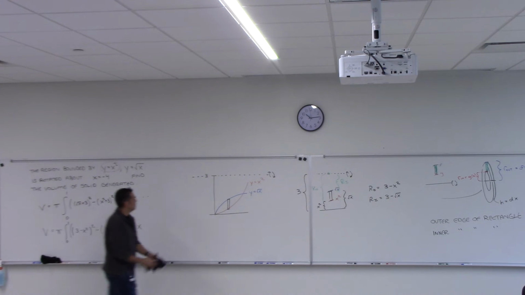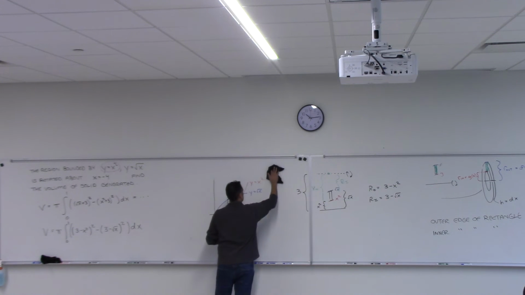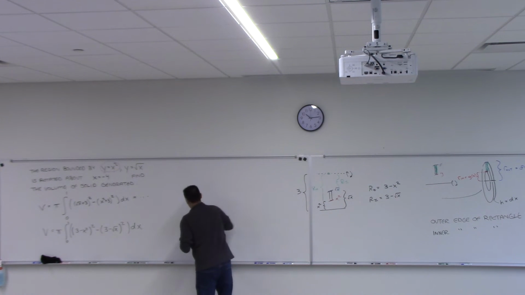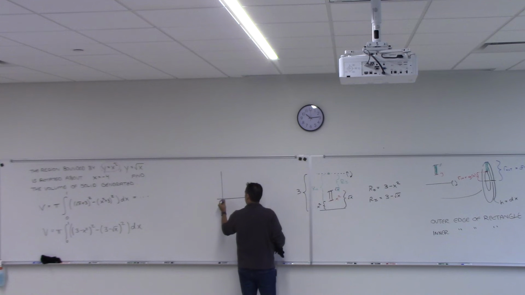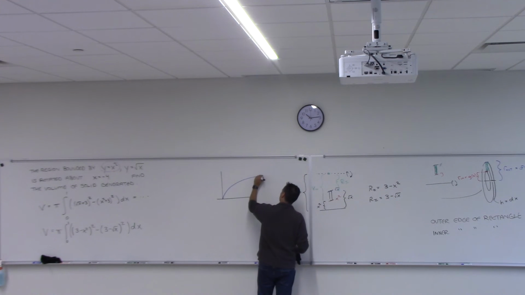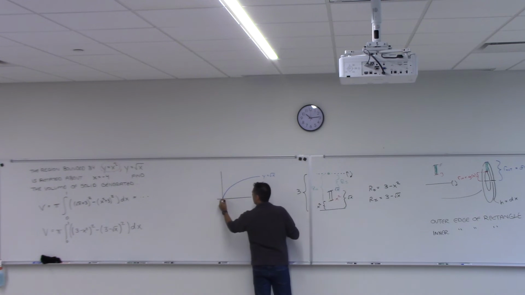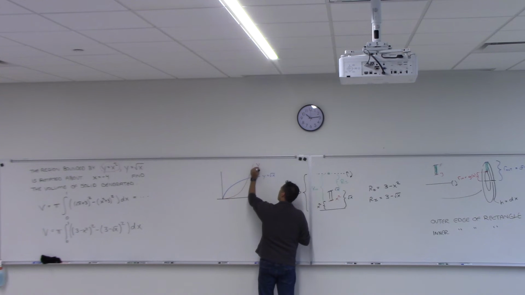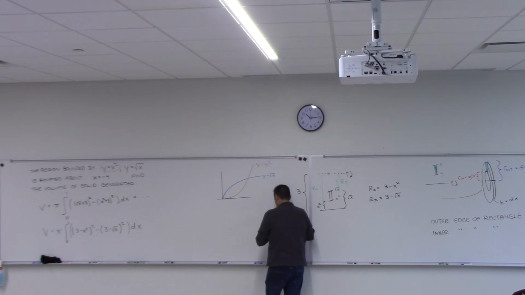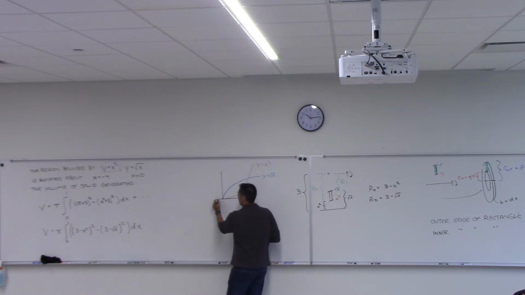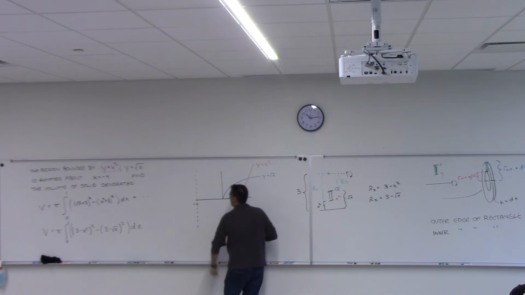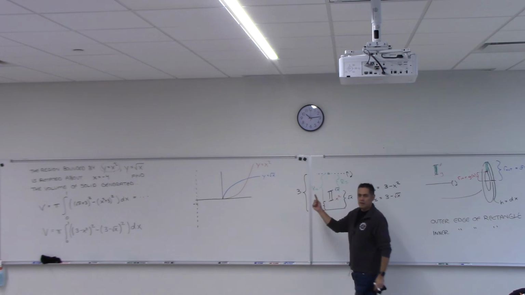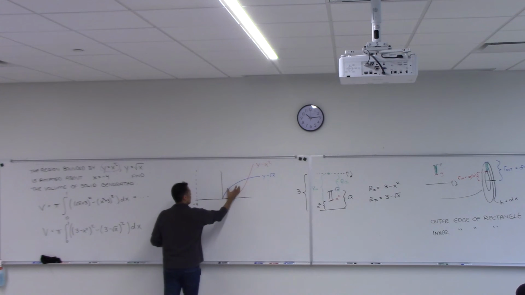So I'm drawing my picture again. Here's my picture. It's getting a little bit tedious. And this time I'm wrapping it around x equals negative 4. So here's negative 4 over here. And I want to wrap it like this, right? I want to wrap it like this. This whole region around this.